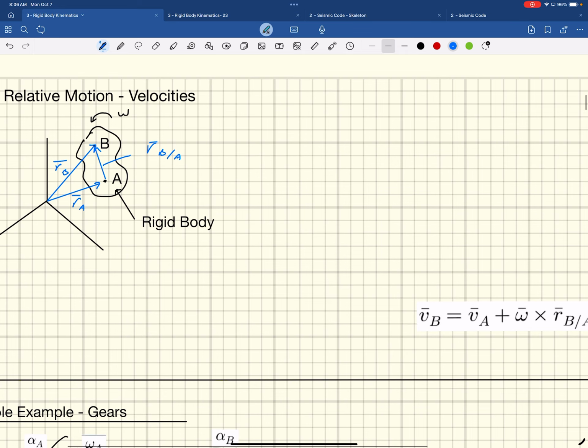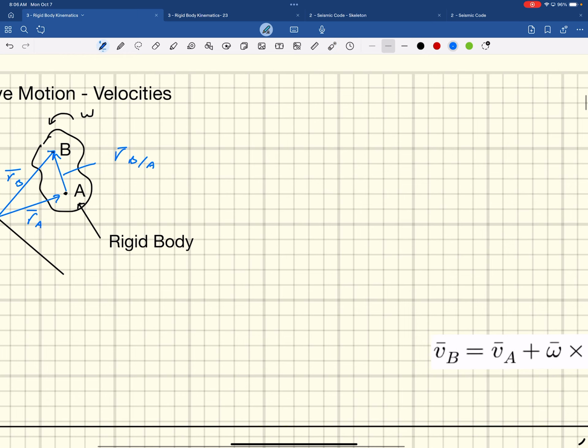You can get to any point by going through another point. You go to there and then go to there. We can define RB as that. So we could say RB is equal to RA plus RB as seen from A. This is a quick derivation of the key equation that we're going to use. To get to RB, it's going to be the position of A plus the position of B as seen from A. So it's just doing this vector addition, just going to here and then going to there.